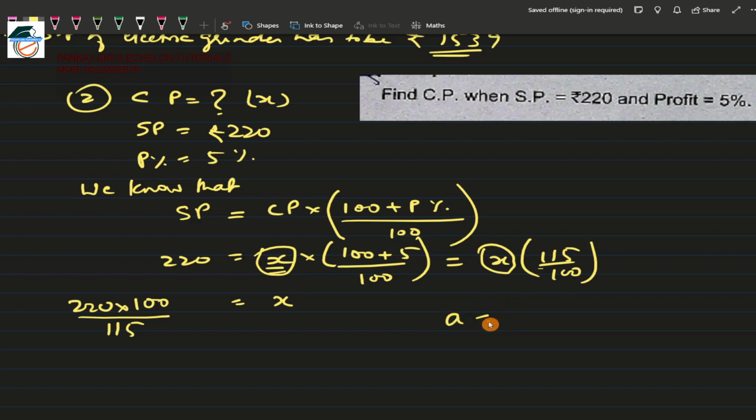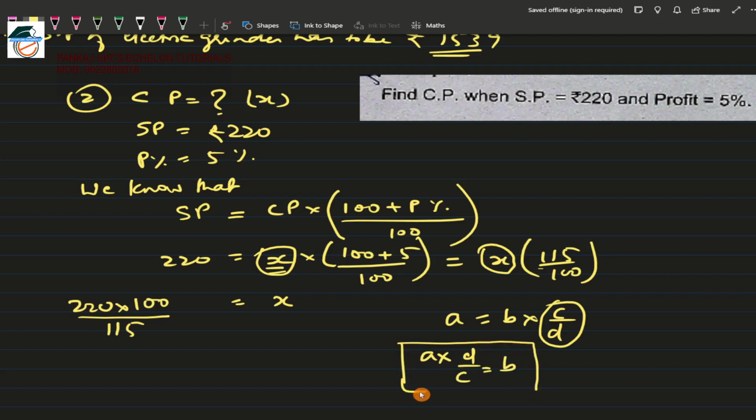If A equals B into C upon D, and you want to take this entire thing onto the left hand side, then keep A where it is, and this C upon D will become D upon C. This is how it works. This is what you have to study in your basic mathematics.